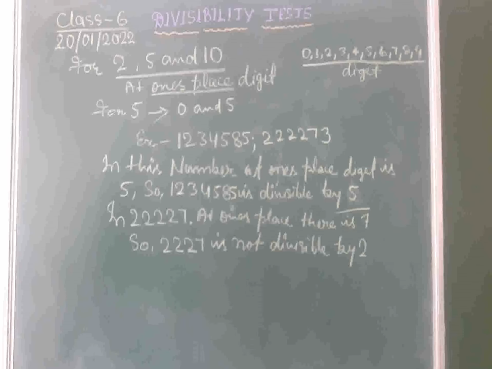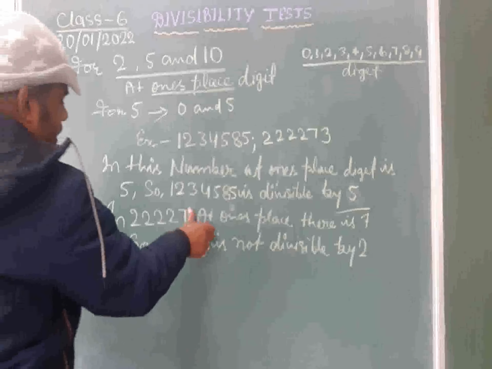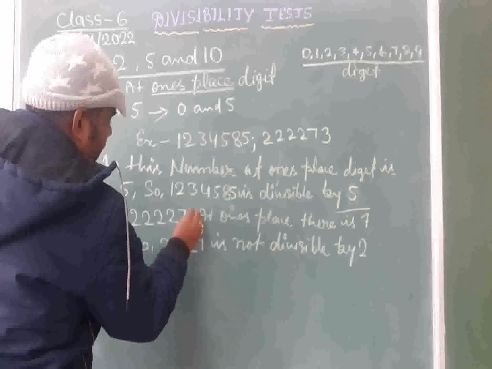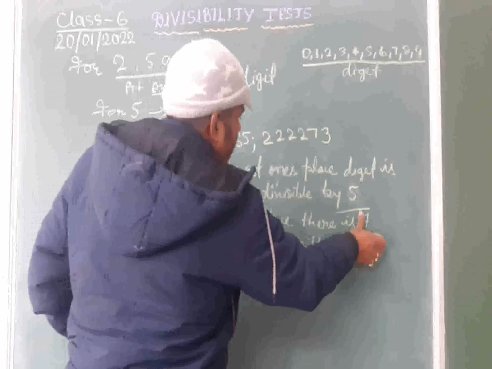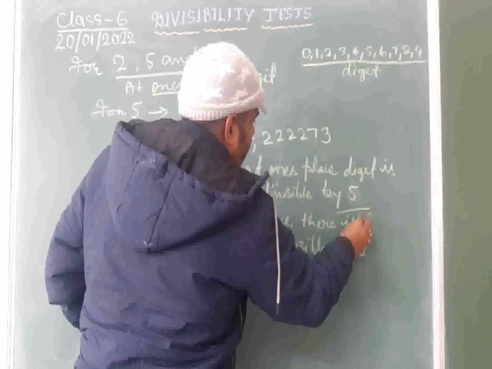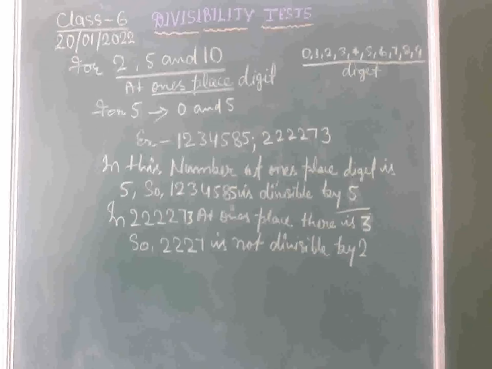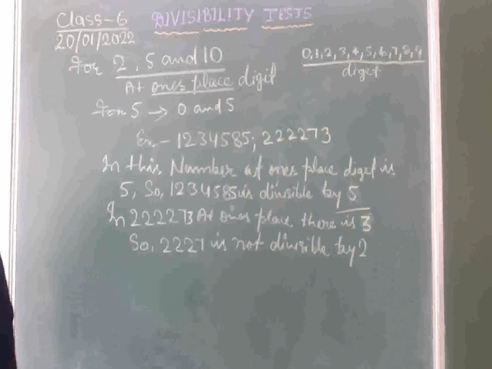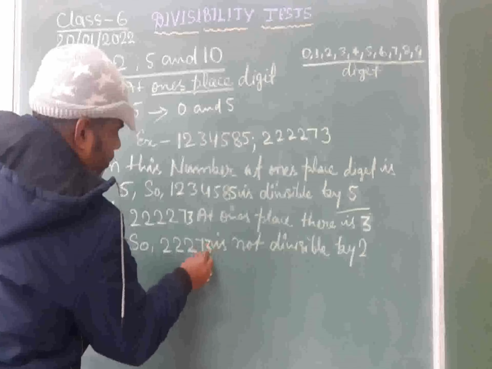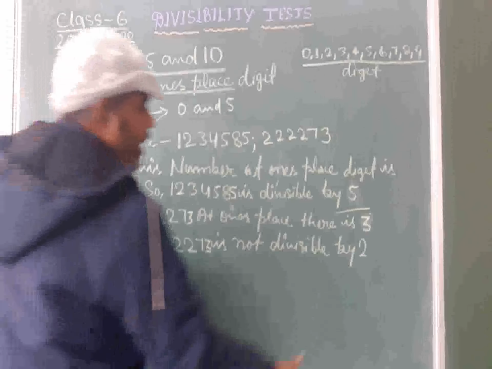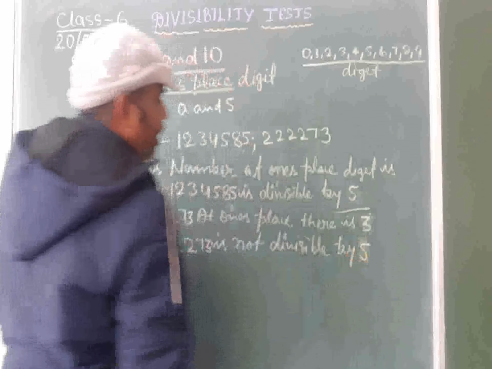In the next number, what do we see? In this number we have to change the statement. At ones place there is 3. And for 5, we know very well that only two digits come, 0 and 5. So this number is not divisible by 5. Simply we can give the answer.